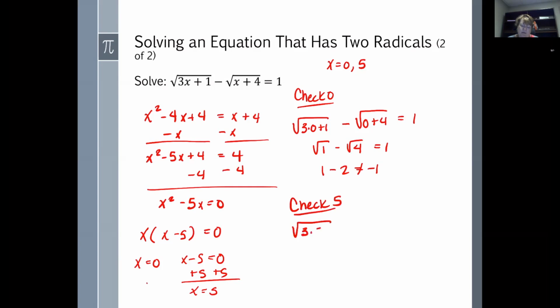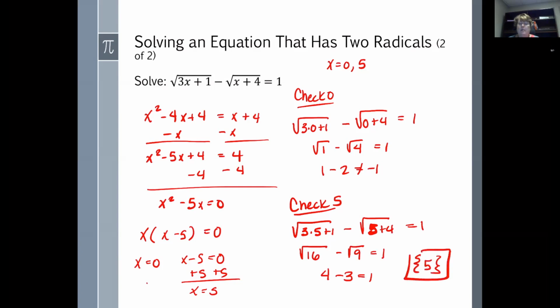3 times 5 plus 1 minus the square root of 5 plus 4. Does that equal 1? So we have the square root of 16 minus the square root of 9. Is that equal to 1? Yes, 4 minus 3 equals 1. So 5 is a solution to this quadratic equation. So our solution set is the set that contains the number 5.